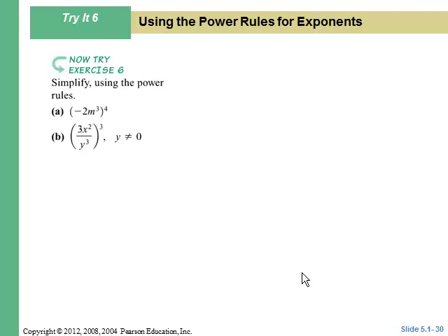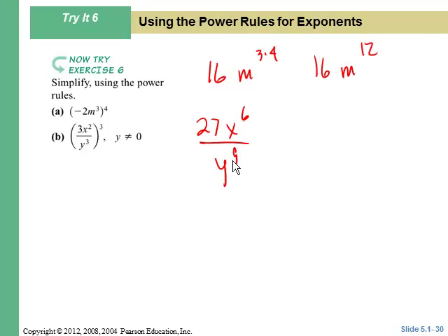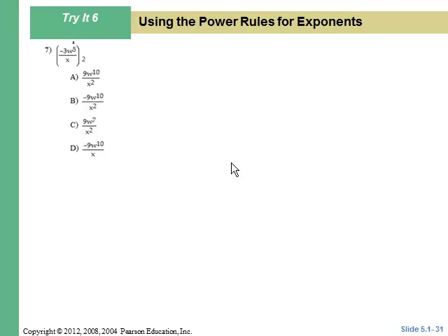How about these two? Well, negative 2 to the 4th is 16. m to the 3 times 4 is 16m to the 12th. 3 to the 3rd is 27, x to the 6th over y to the 9th. This one, you're going to square this. So negative 3 squared is 9. w will be to the 10th, x will be to the second. So 9w to the 10th over x squared.